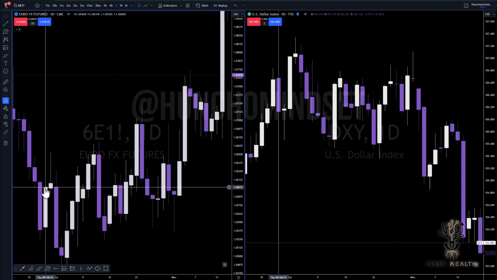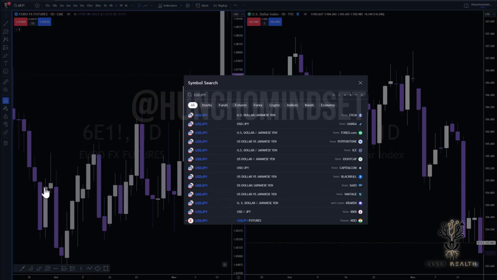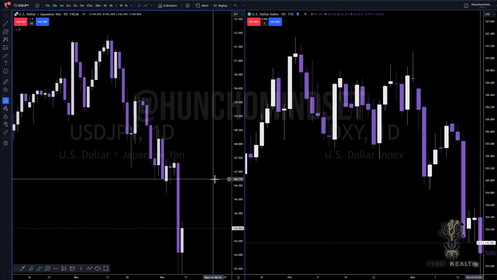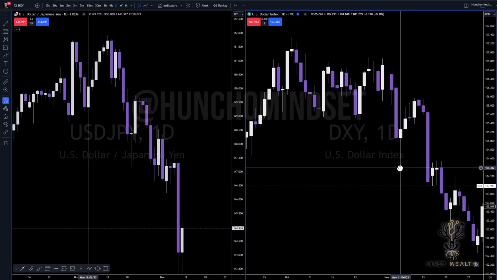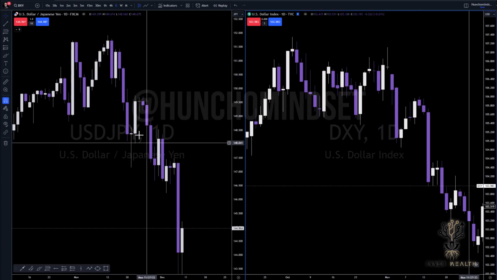Okay, so Euro USD versus US dollar, or any major currency pair versus the US dollar. You're looking at USD CAD versus the US dollar. You're looking at UJ, which is the US dollar versus the Japanese yen. UJ has a direct correlation with the dollar. As UJ's been dropping, the dollar's been dropping with it.